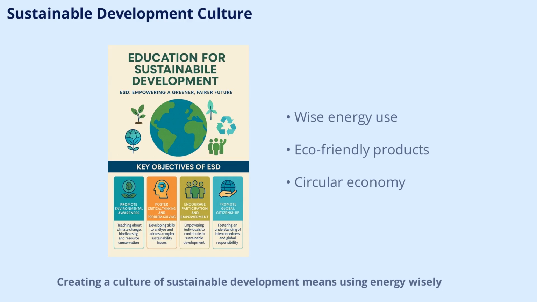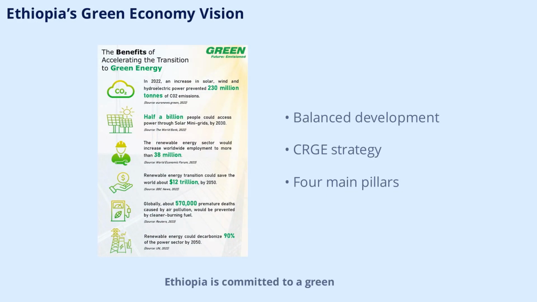Creating a culture of sustainable development means using energy wisely, choosing eco-friendly products, and supporting a circular economy. This approach encourages responsible consumption and production, helping to reduce waste and lower emissions. As consumers, our choices influence what products are made and how resources are used, making each of us part of the solution. Ethiopia is committed to a green growth path that balances development and sustainability.